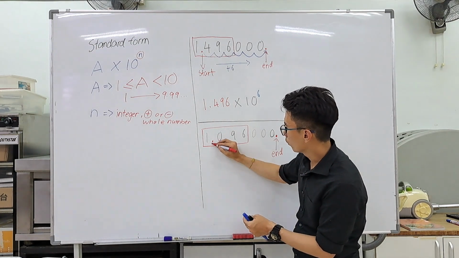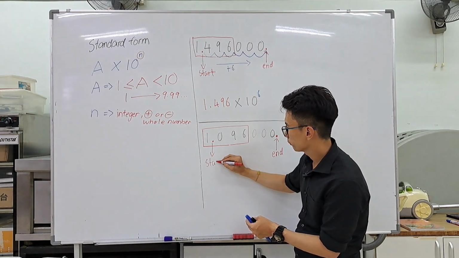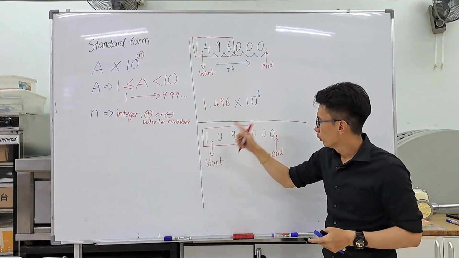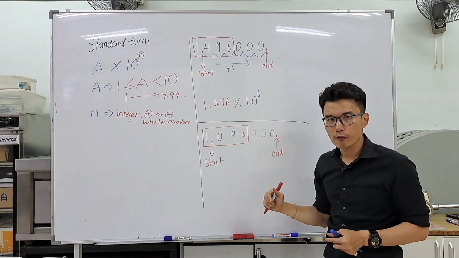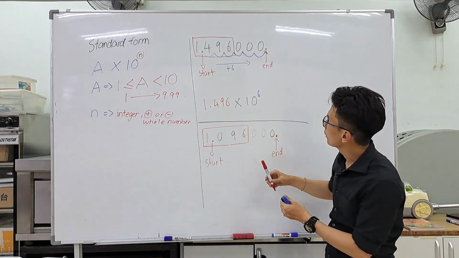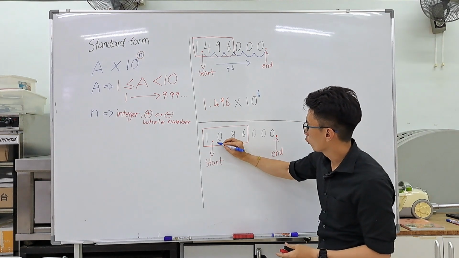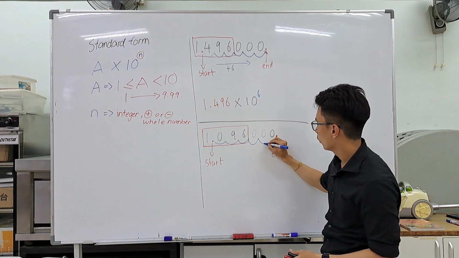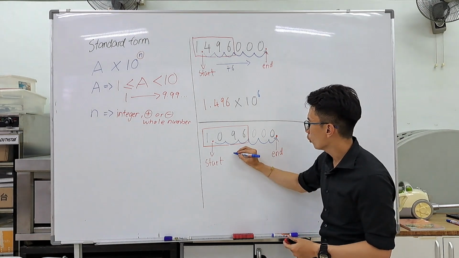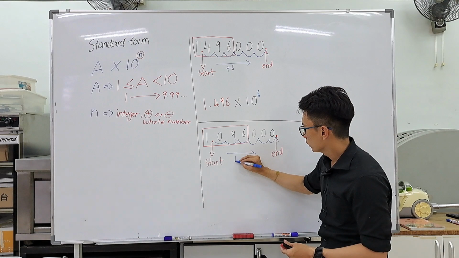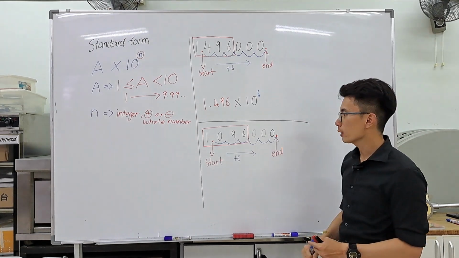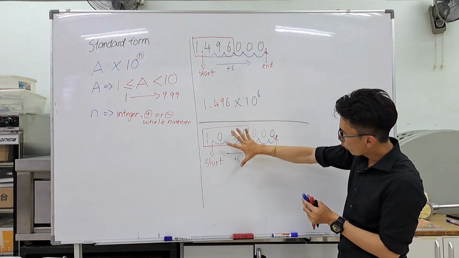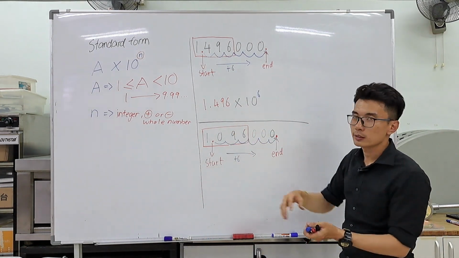Now, this is what I will call my start. So now, I will jump from right to left. Over here, if you notice, I will be going from my start 1, 2, 3, 4, 5, 6. I have gone 6 steps to the right, right? Which means my power over here will be the power of 6. So with all this information, how do I write this in standard form?